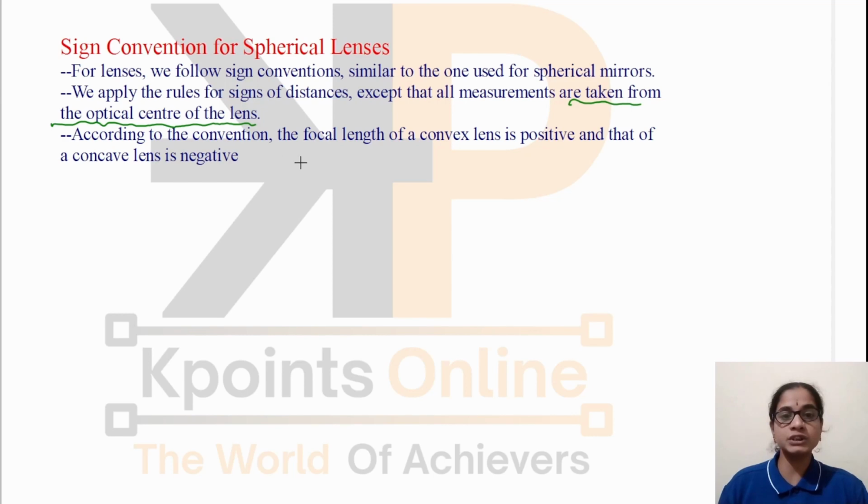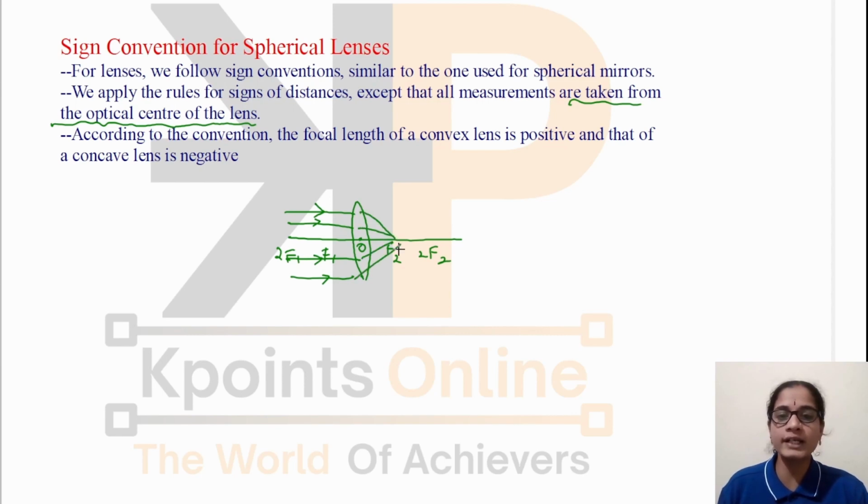And according to the sign convention, the focal length of the convex lens is positive and that of concave lens is negative. Let's see in case of convex lens. This is convex lens. Where is the principal focus of the convex lens? Let's see here. When a parallel beam of light is incident on this lens, what happens? These rays will meet at the point F2. This is the principal focus. So, the focal length, which is the distance between optical center and F2, is taken on the right side of this lens. So, it is taken as positive in case of convex lens.